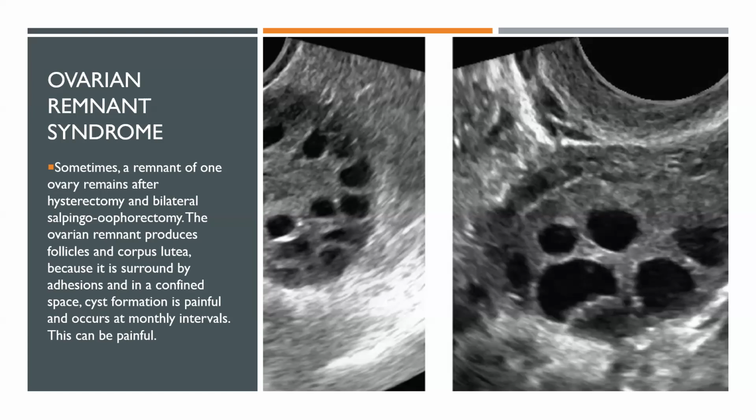You can also have ovarian remnant syndrome, which is when one ovary is left while the doctor takes everything else. Now, why do they leave one ovary? Well, if the person is premenopausal, this ovary will still do a good job of producing the hormones needed for the body to function properly. However, sometimes with uterine surgery, adhesions can occur. And if the ovary does get caught in some adhesions, when it's producing its Graafian follicle and corpus luteum, it can cause pain because it's kind of stuck.